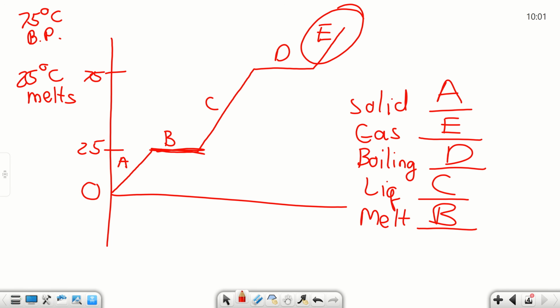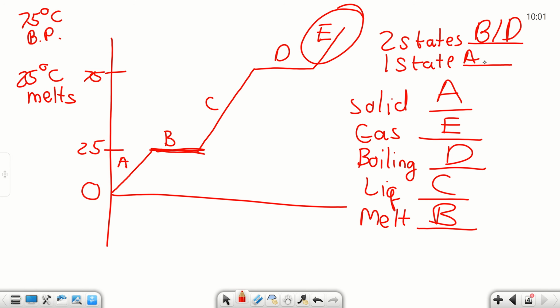Where do I have two states of matter? I have two states of matter at B and D because those are the phase changes. When do I have one state of matter? I have one state of matter at A, C, and E. The temperature goes up for this because all the particles are the same. They just start vibrating faster and faster until they might break apart.